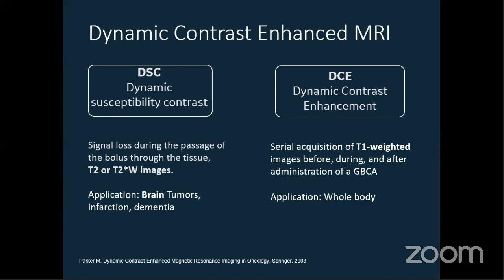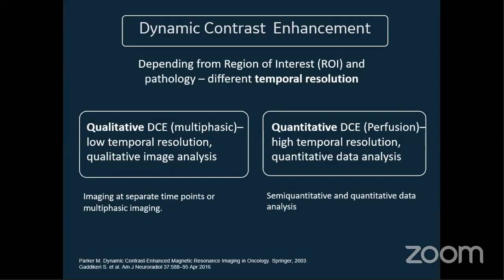It involves the rapid acquisition of T1 weighted imaging before, during, and after administration of contrast agent, and is used for evaluation of organs in the whole body. From the contrast agent application point of view, further division of dynamic contrast enhancement is necessary because temporal resolution requirements vary significantly by organ system and type of image analysis to be performed. Consequently, it influences contrast agent injection parameters too.